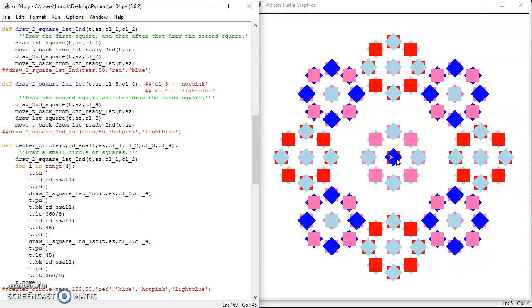Then pen up again, move back to the center, and then turn left 360 over 8 because we repeat this eight times. We have eight of these here, so we divide by 8 and turn left by the angle 360 over 8, and then forward radius small, and after that we turn right 45 before we start to draw another one.